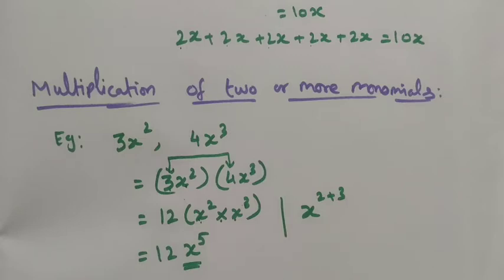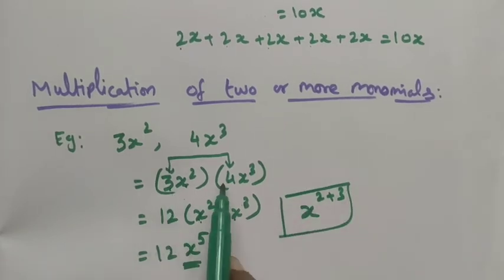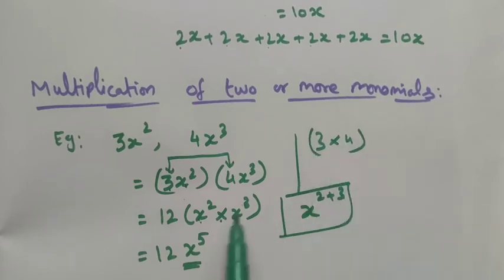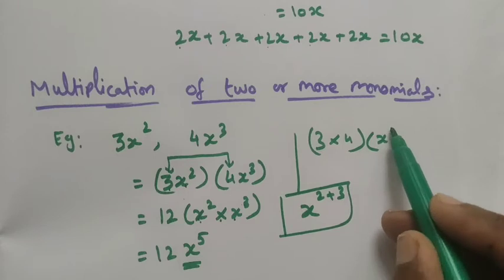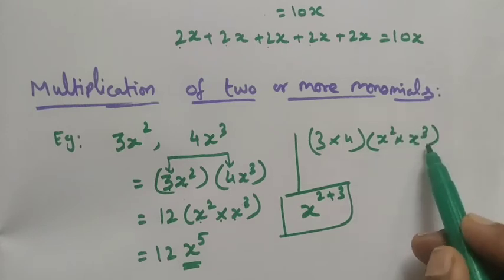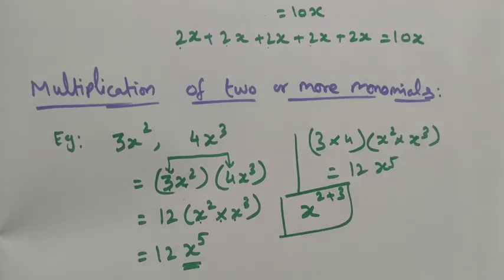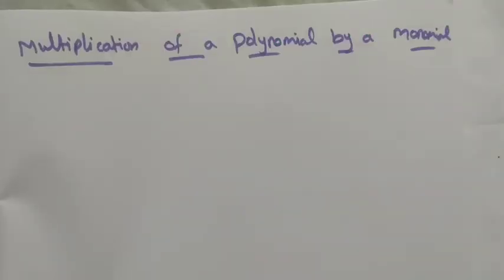Or we can do the same sum another way. Just multiply these terms, that is 3 into 4. Take the numerical coefficients separately and the variables separately. This is another method. We get the same answer: 3 4s are 12, and when we multiply the variables, we get x power 5. Next we see the multiplication of a polynomial by a monomial.